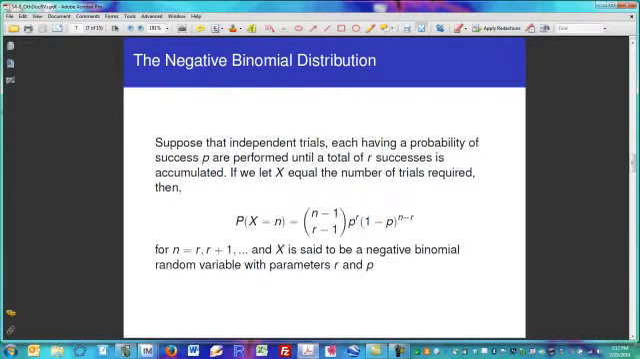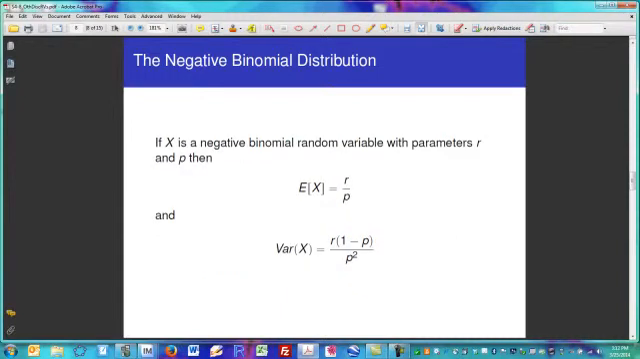and p, the number of successes and the probability of success. It turns out, and your book has a good proof that you might want to read about this, that the expected value of x, if it's a negative binomial random variable, is r over p, and that confirmed our result from numerics and the guess that we had. And it turns out also that the variance of x is r times 1 minus p over p squared.